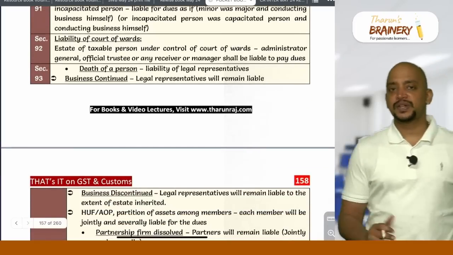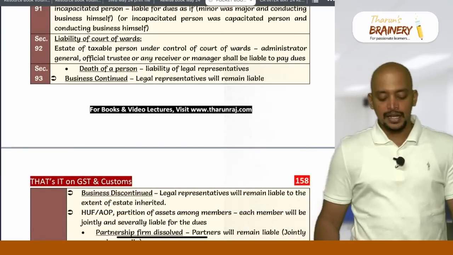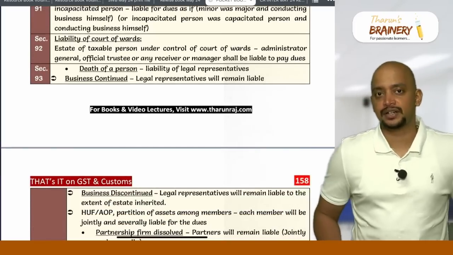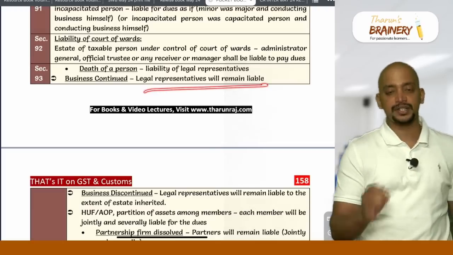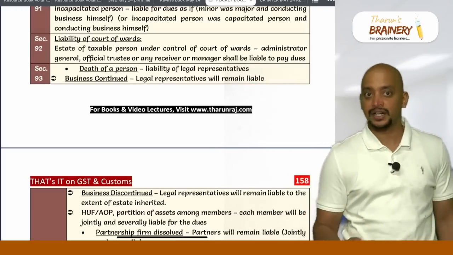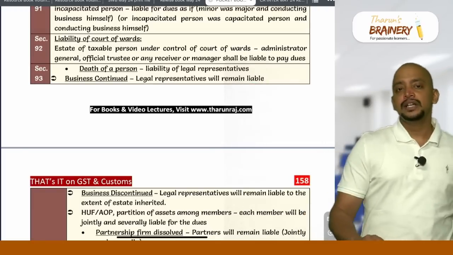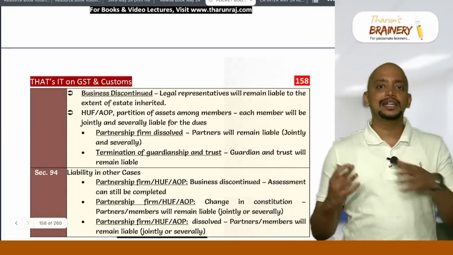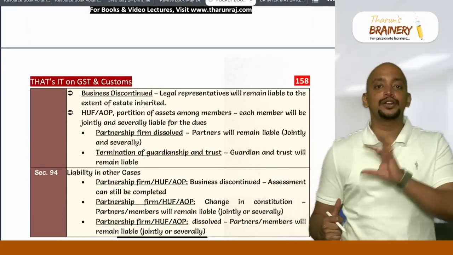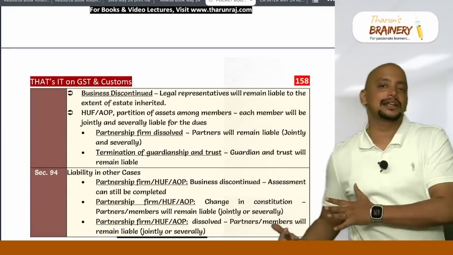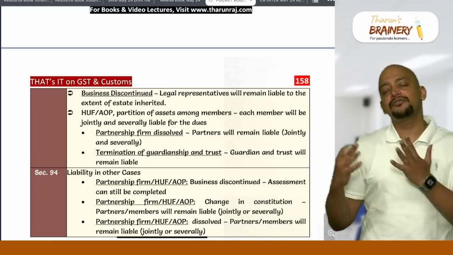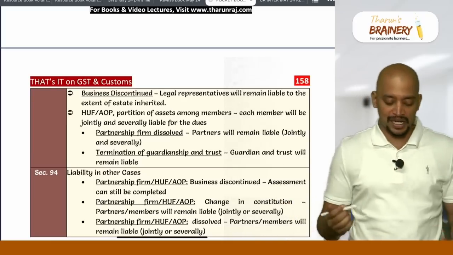Then there are some special cases. There is a death of a person. What is the liability of the legal representative? If the business is continued, the legal representative will remain liable jointly and severally for the full amount. And what if the business is not continued? The legal representatives are liable to pay the dues to the extent of the estate that they have inherited, to the extent of the wealth they have inherited, only to that extent they need to pay the liability.